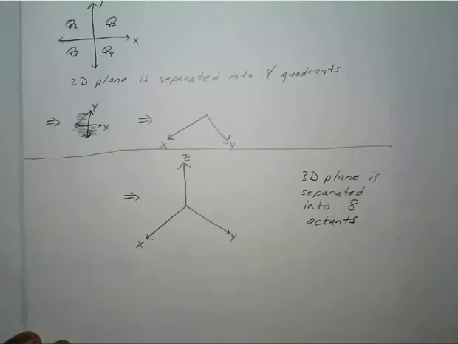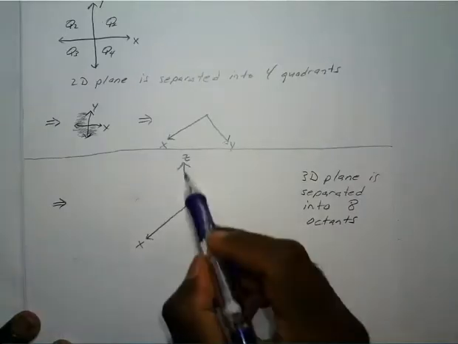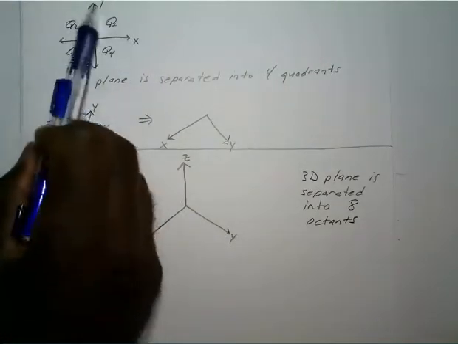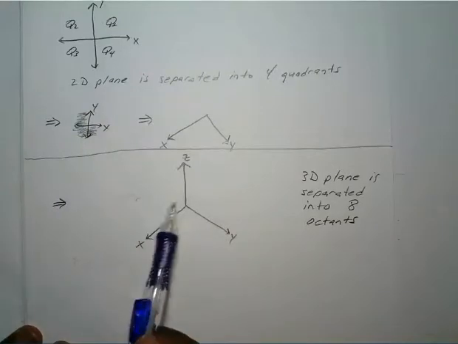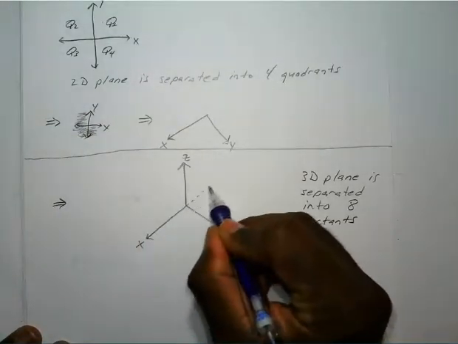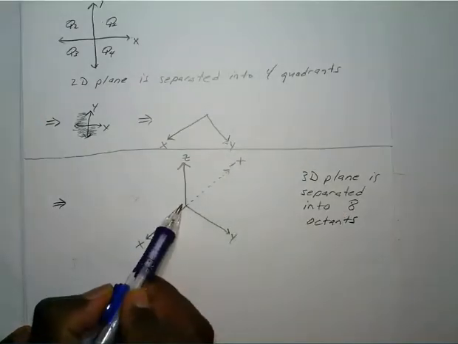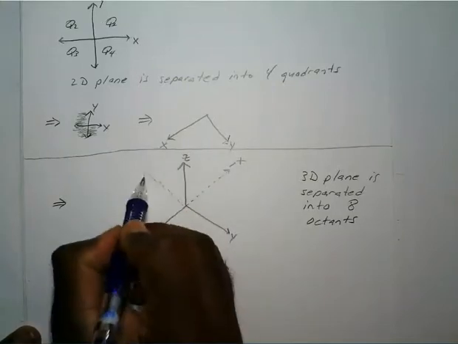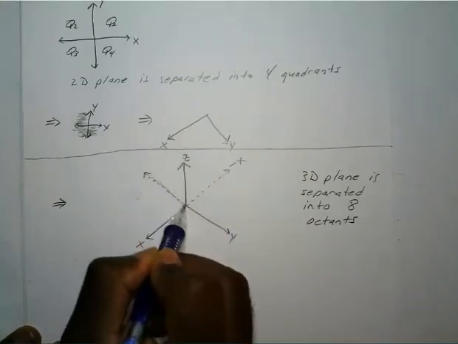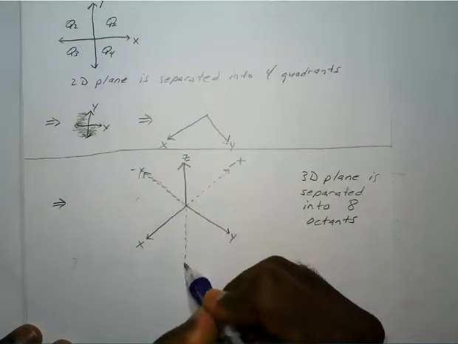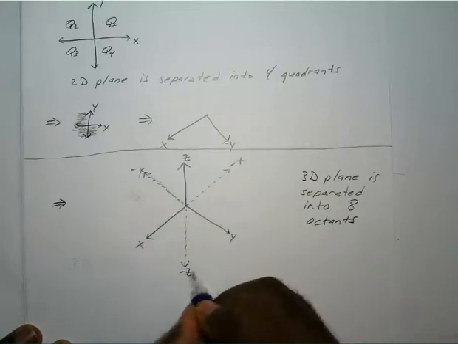We'll clean that up. There we go. You're probably wondering how that is separated into 8 octants. Let me show you how. You have z here. Now, for your 2 dimensions, you have x and y and negative y. Here, same thing. You have x, but if it kept going, that would be negative x. You have y, and if that kept going, that would be negative y. And you have z, and that would be your negative z.